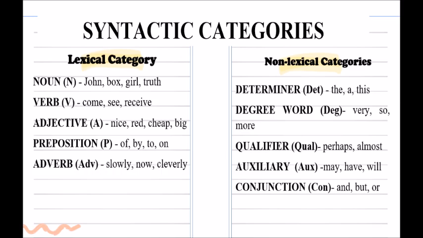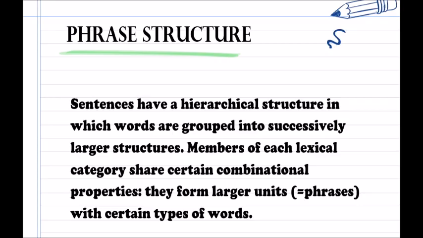Now, let's move on to the phrase structure. Before we go to how to diagram a sentence, we need to discuss the phrase structure. Sentences have a hierarchical structure in which words are grouped into successively larger structures. Members of each lexical category share certain combinational properties, and they form larger units, which are called phrases, with certain types of words.